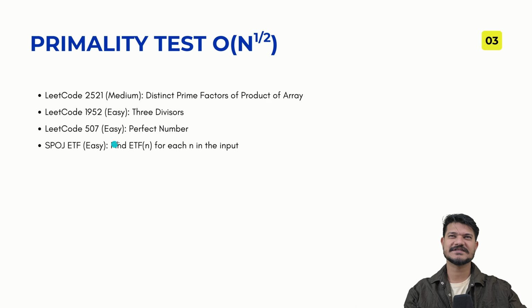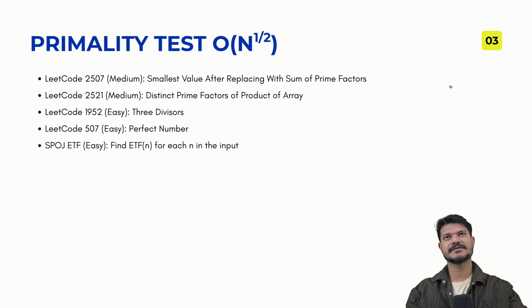Of course, all of these three are easy. This one is a bit more difficult comparatively, and you can solve it after learning the square root of n method of prime factorization. Then, just a second, I forgot the fifth problem, that is this one, 2507, also medium difficulty. All of these problems are for primality test, square root of n method.